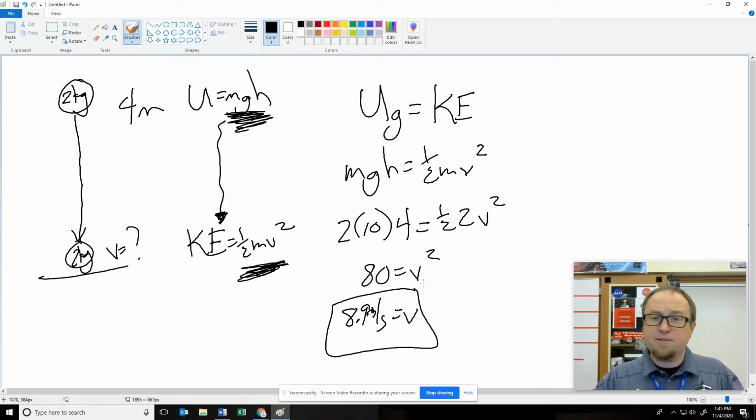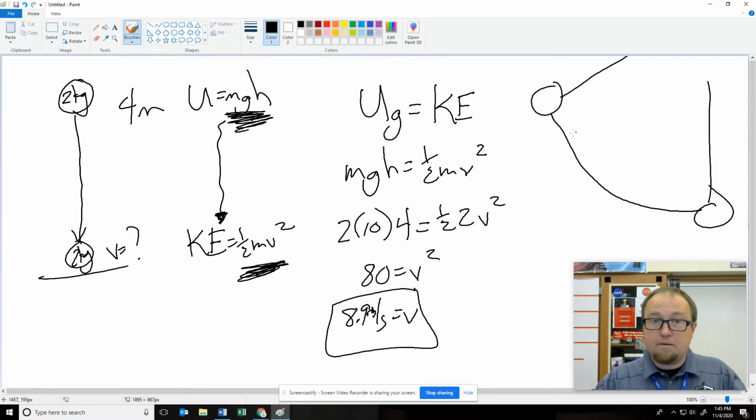Okay, let's talk about how this is useful. Let's say I had a different problem. I've got this ball, but it's on a pendulum and it swings. How fast is it going at the bottom? Oh, I don't know how to do that. What you do is you say, what's the starting height? What's the ending height? How far did it fall?